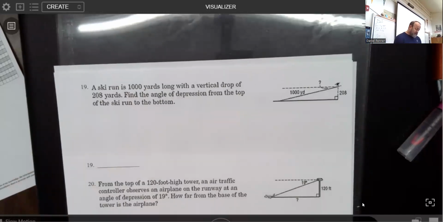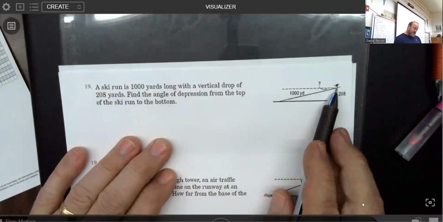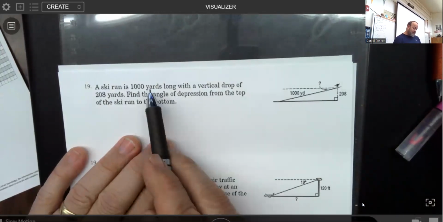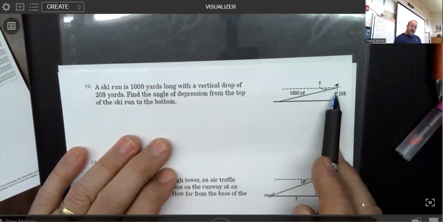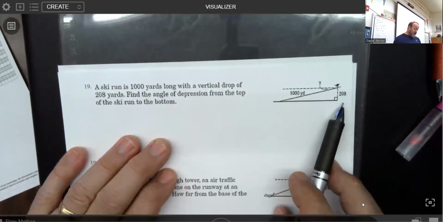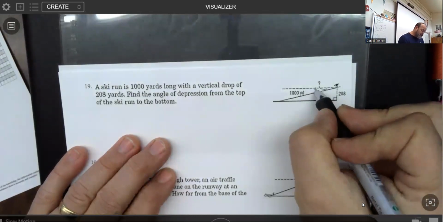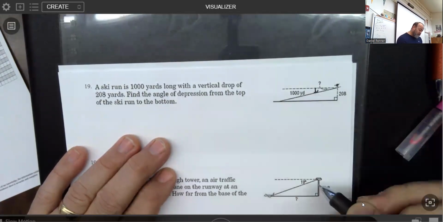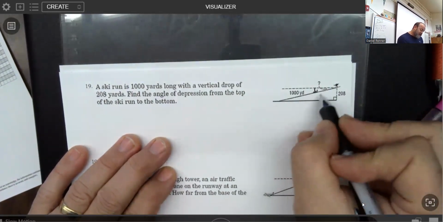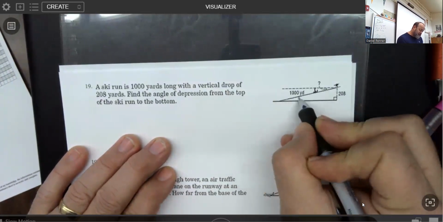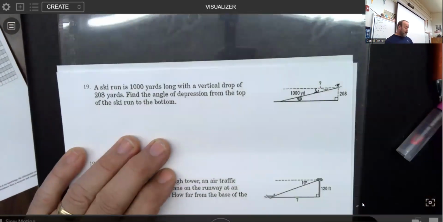That we've got some skier coming down and they're saying we've got an angle of depression. So the ski run is 1,000 yards long and it drops 208 yards over that span. And they want to know what is that angle of depression. So how much down off of horizontal is that? But one thing we want to remember is that the angle that the skier looks down would be the same thing as an observer looking up at the skier. Those are alternate interior angles.